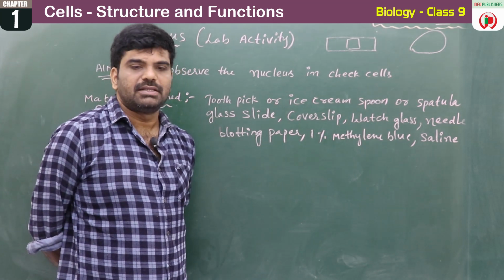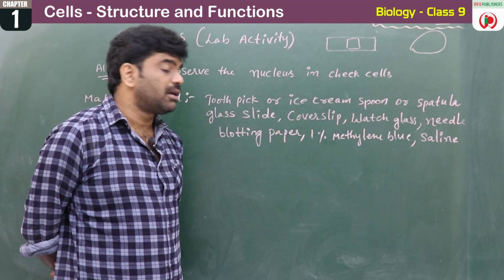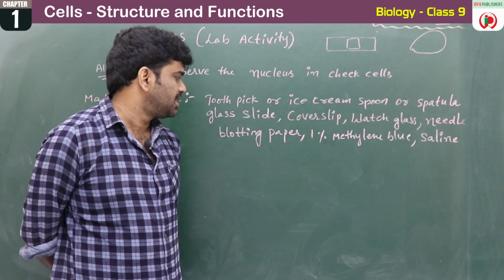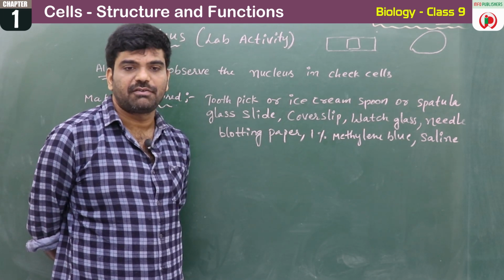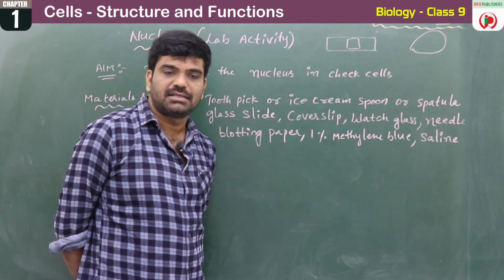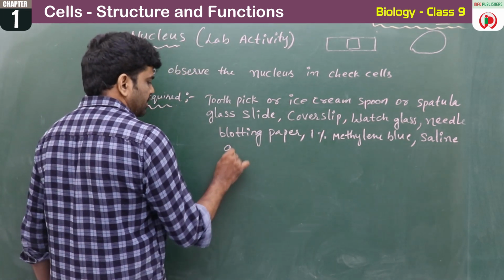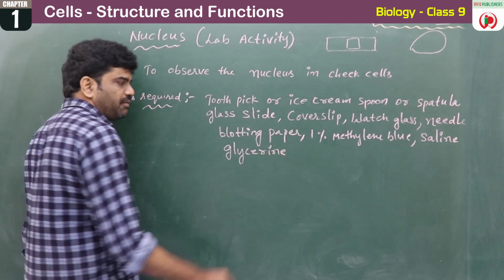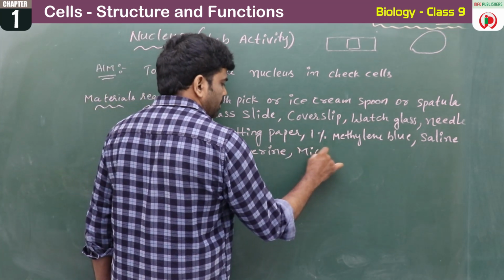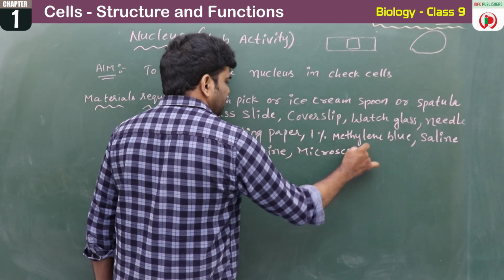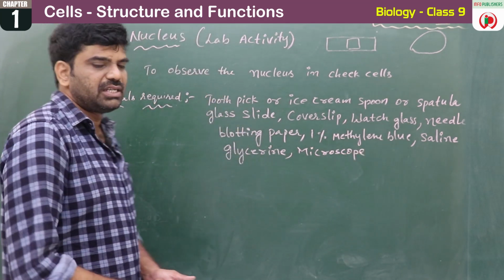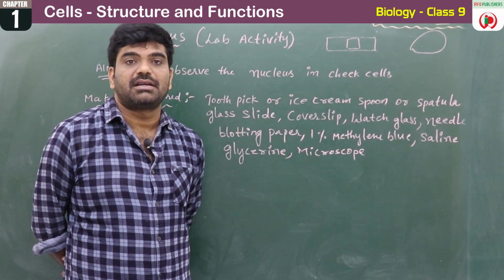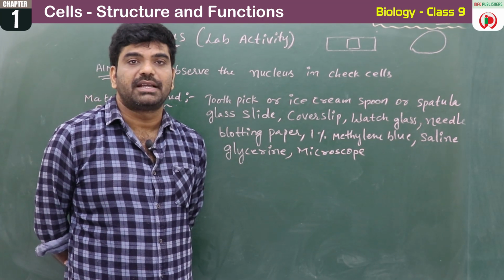Okay. Next one is toothpick or ice cream spoon or spatula, glass slide, cover slip, watch glass, needle, blotting paper, 1% of methylene blue, normal saline, glycerin. Next one is glycerin. And finally, microscope. What is the use of microscope, children? Yes, we have to observe the nucleus in cheek cells now. So with naked eye, we can't see. Yes or no? So with the help of a microscope only we can see.